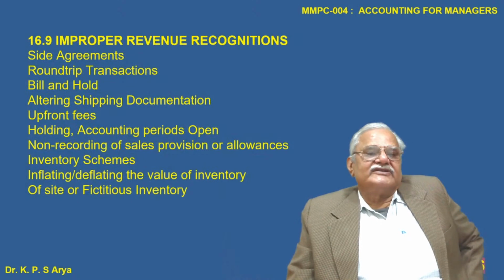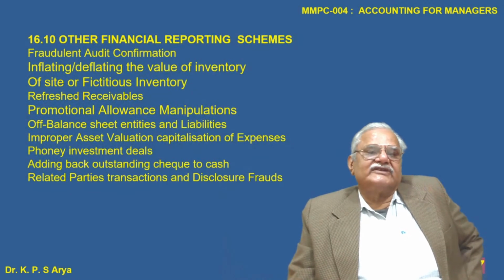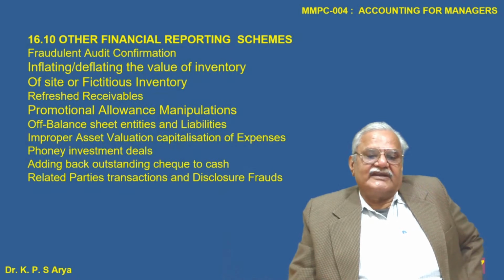Now, improper revenue recognition: side agreements, round trip transactions, bill and hold, altering shipping documentation, upfront fees, holding accounting period open, non-recording of sales provisions and allowances, inventory schemes, inflating or deflating the value of inventory, off-site and fictitious inventory. The other financial reporting schemes are fraudulent audit confirmation, refreshed receivables, promotional allowance, manipulations of balance sheet entries and liabilities, improper asset valuation, capitalization of expenses, phony investment deals, adding back outstanding checks to cash, related party transactions, and disclosure frauds.